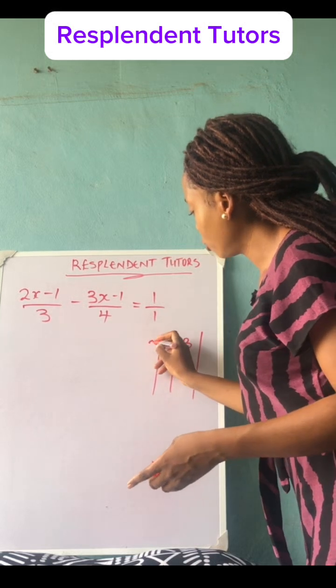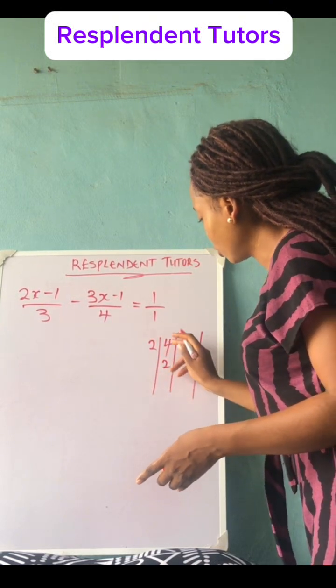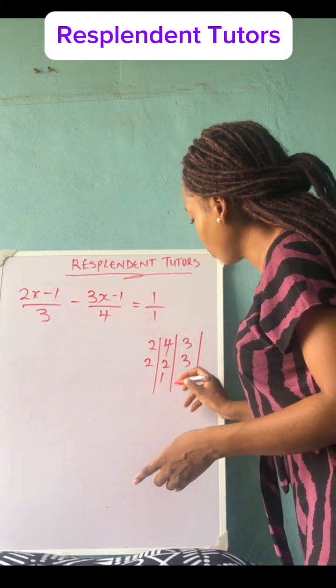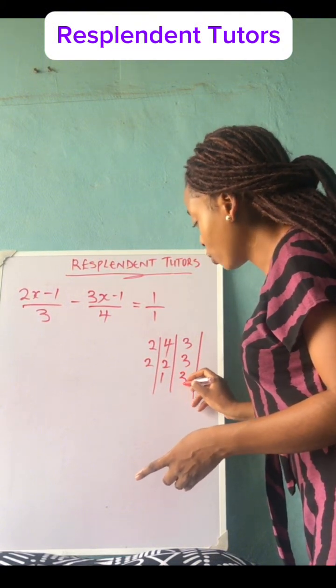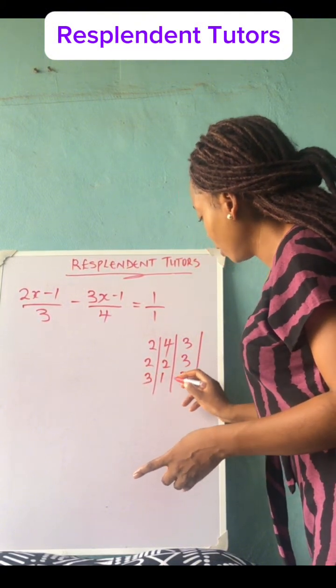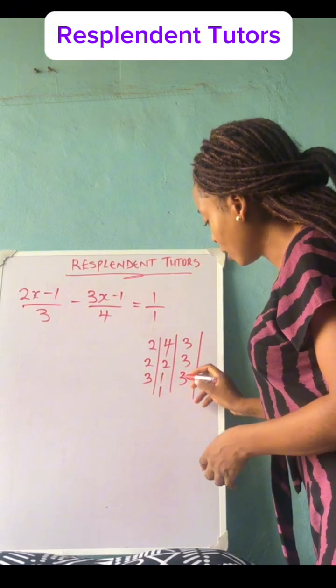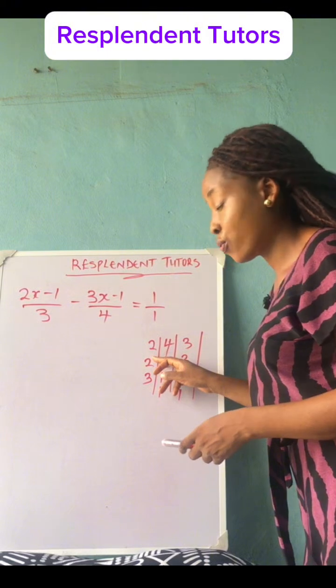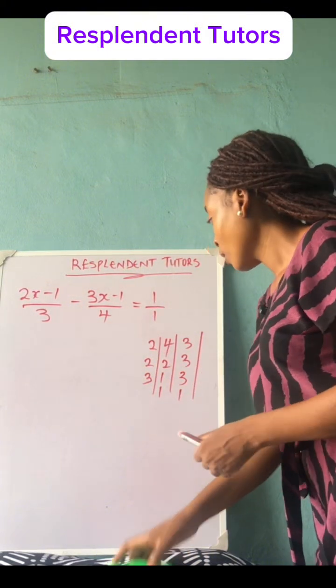4 and 3. So we have 2. 2 goes into 4 2 times. 2 can't go into 3, so we'll bring the 3 down. 2 goes here 1 time, and 2 can't go into 3. And then we have our 3 here, that's the next number that can divide. We have our 1, 1. Do you understand? So this is how LCM is found. We have 2 times 2, 4, 4 times 3, just the same thing. So this is how to find LCM.